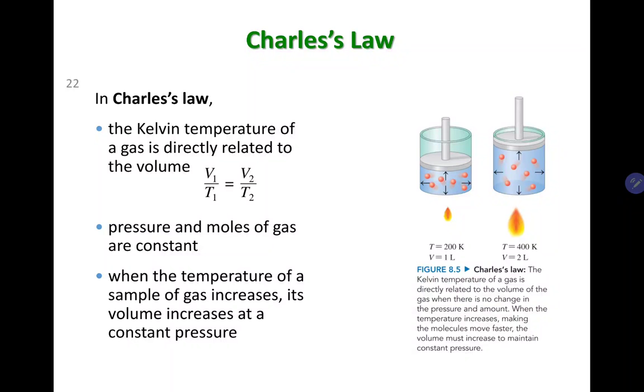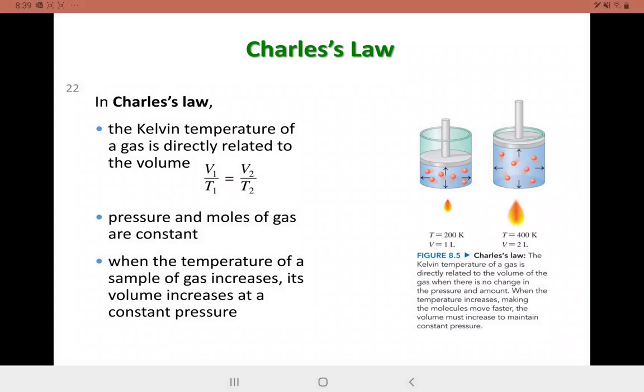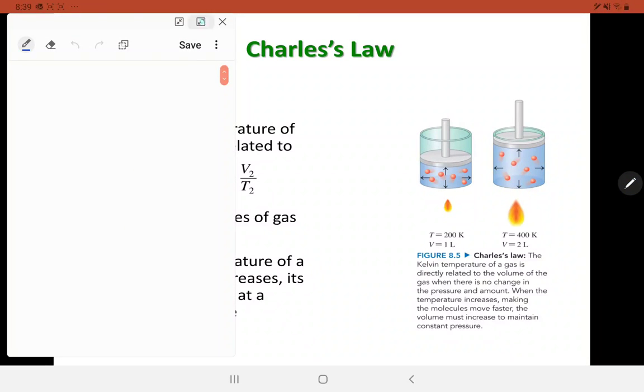In Charles' law, let's try to derive an equation for Charles' law without looking at the answer. I try to derive this because some people tend to understand this equation better when they derive the equation. So in Charles' law, you know that N and P are constants.